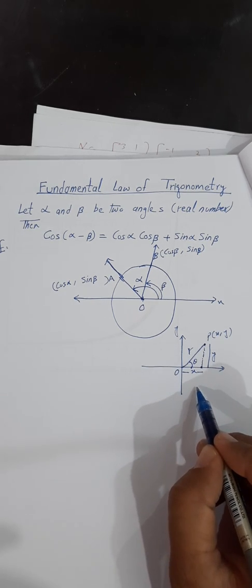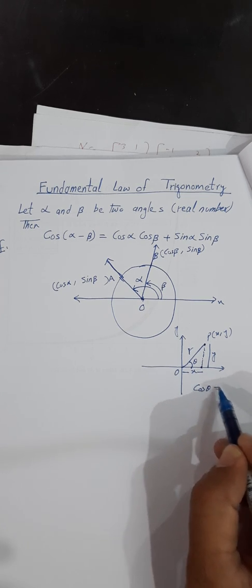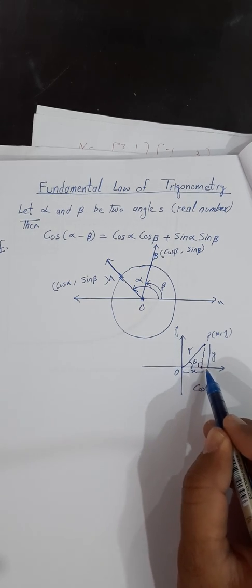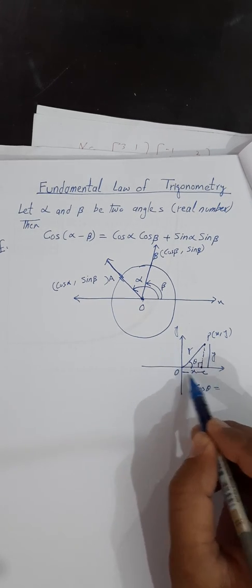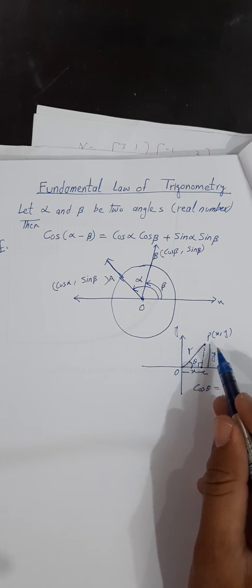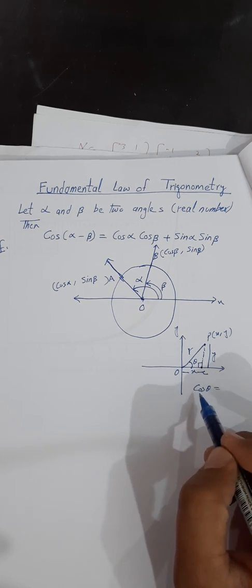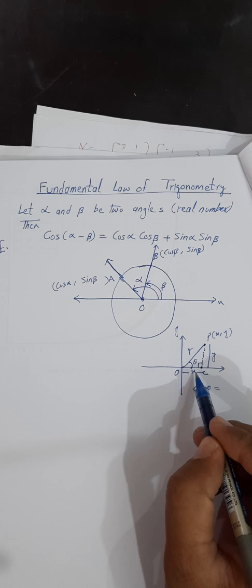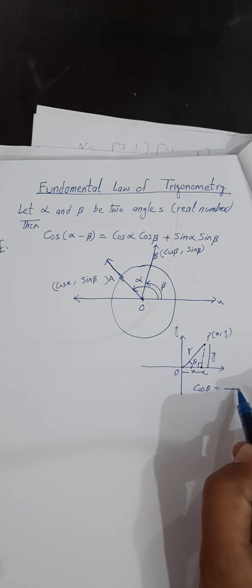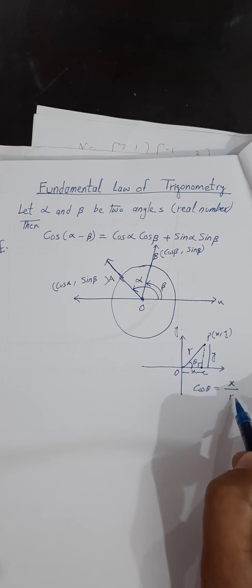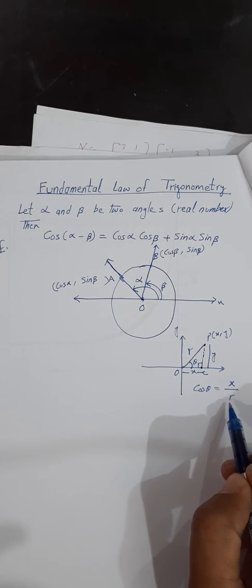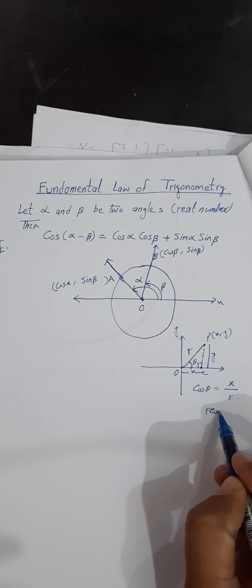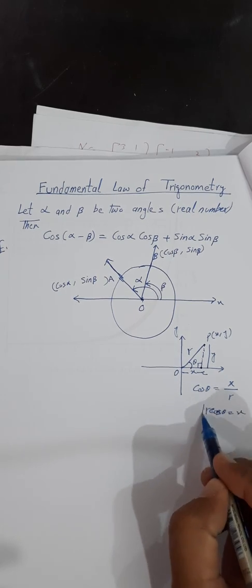Then we can write cos theta, this angle theta. Now this is the right angle triangle OCP, suppose this is point C. Cos theta is what? Base upon hypotenuse. What is base? This is x. And hypotenuse is r. So we can write cos theta is equal to x upon r. By cross multiplication, r cos theta is equal to x.